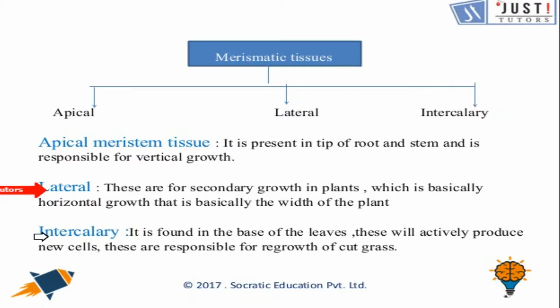Let's talk about the third one, which is intercalary. It is the part of apical meristem which is left behind during the growth period. They are short-lived and converted into permanent tissues.